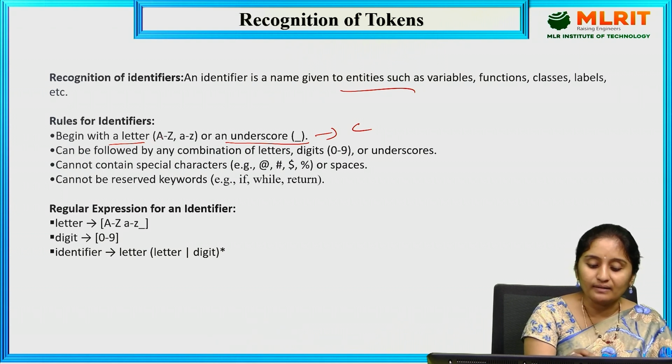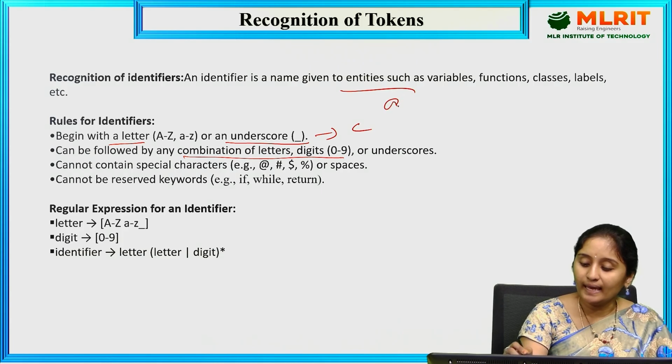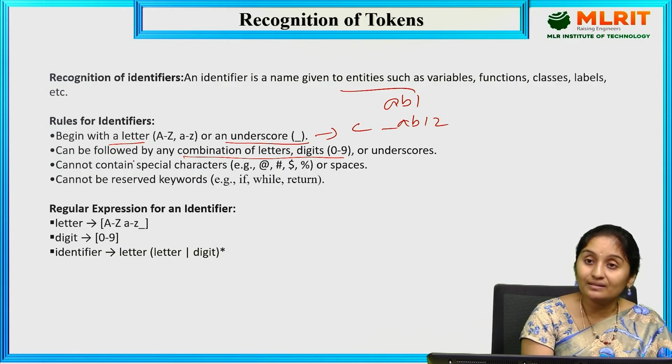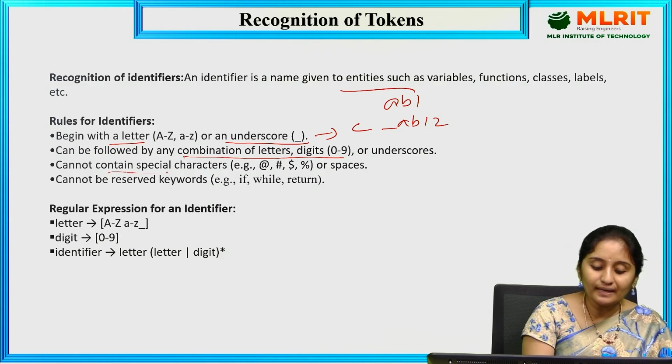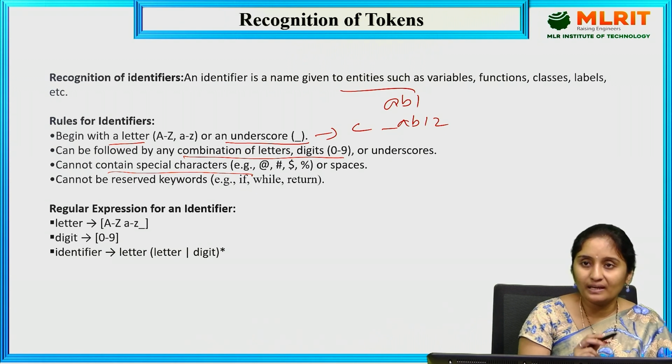So it begins with a letter. The identifier should start with a letter, or it can start with an underscore. It can be followed by any combination of digits, like AB1, or AB12. It should not start with digits. It should start with a letter, or it can start with an underscore, but it can be followed by any number of digits or underscores. It cannot contain any special characters. When we declare an identifier, there should not be any special characters like at the rate, hash, dollar, or ampersand, or spaces; those won't be allowed. Instead of spaces, we can use the underscore.